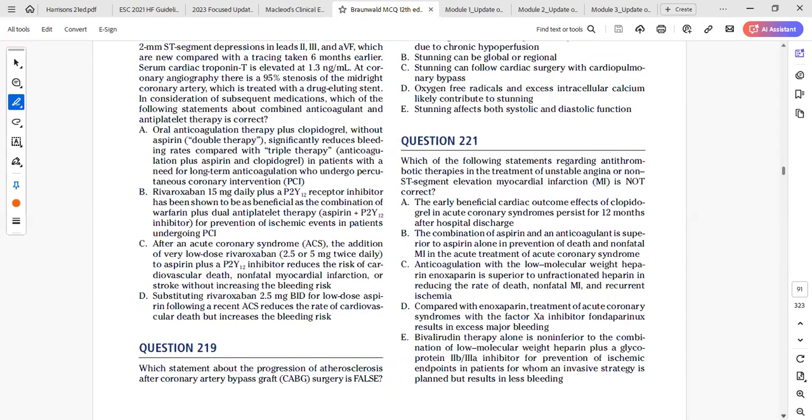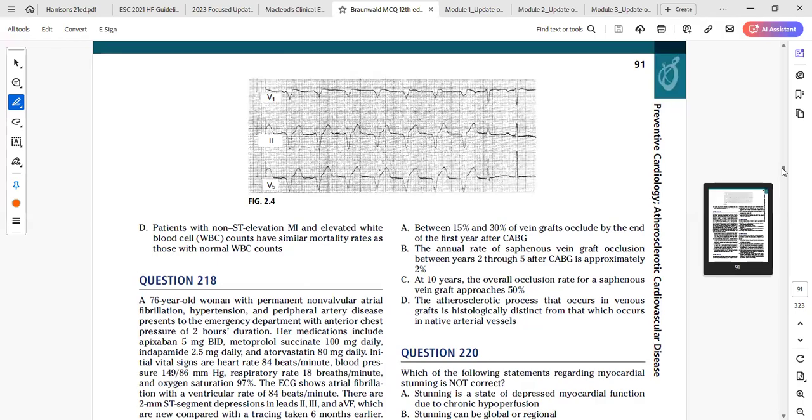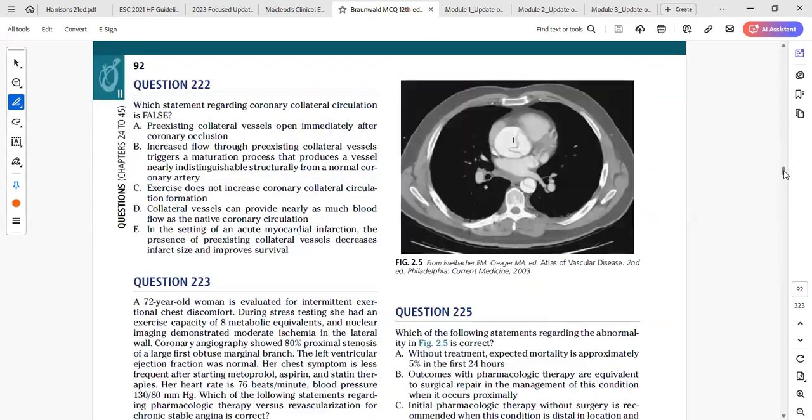Okay, question 218. A 76-year-old man with permanent non-valvular atrial fibrillation, hypertension, and peripheral artery disease presents to the emergency department with anterior chest pressure of 2 hours duration and medications.